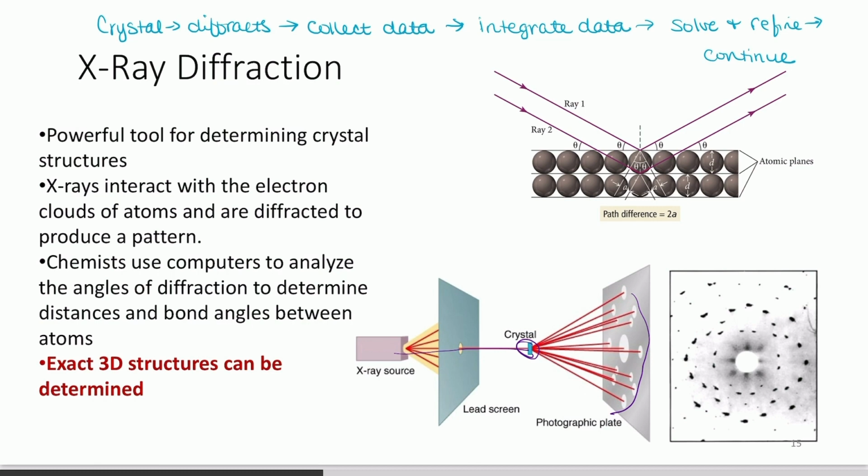So we took the crystal, we ran it through the X-ray. We see here, it diffracts, it forms this pattern. We collect that data, we integrate that data, so we apply, again, a mathematical manipulation to it. We solve that crystal structure, and we refine it and continue that process by solving and refining until we can actually tell, okay, this is the crystal structure we have.